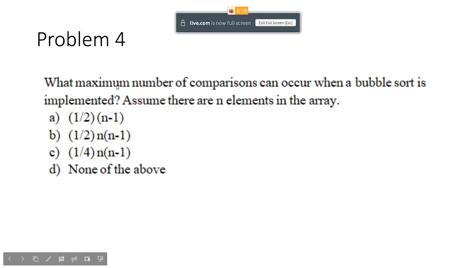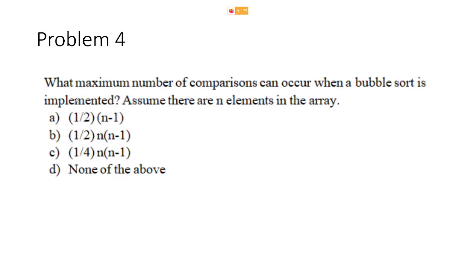Okay, let's move to the next question. This is also on bubble sort. It is asking, what is the maximum number of comparisons that can occur when a bubble sort is implemented? Assume there are n elements in the array.